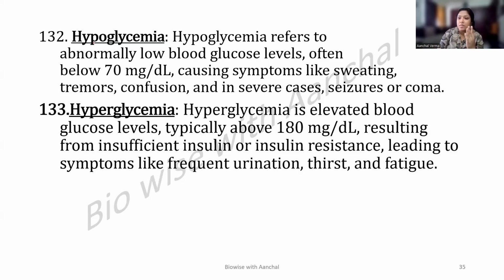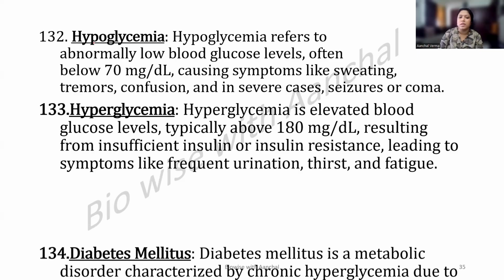Then hyperglycemia, that is increase in the glucose in the blood, not sugar, glucose in the blood. Hyperglycemia is elevated blood glucose level, typically above 180 milligram per deciliter of the blood, resulting from insufficient insulin or insulin resistance, leading to symptoms like frequent urination, thirst, fatigue.